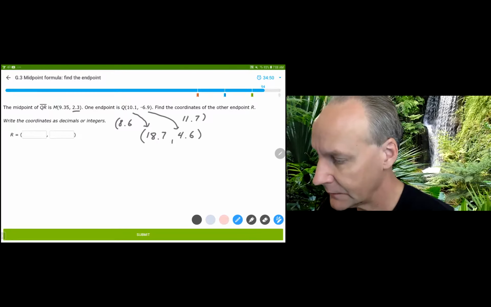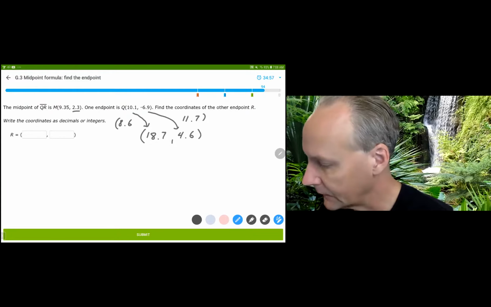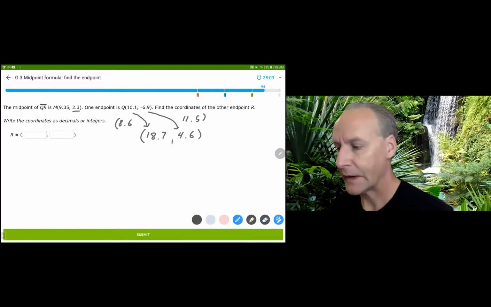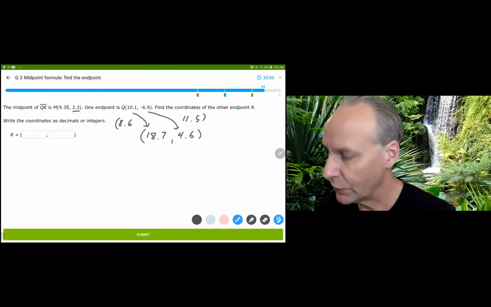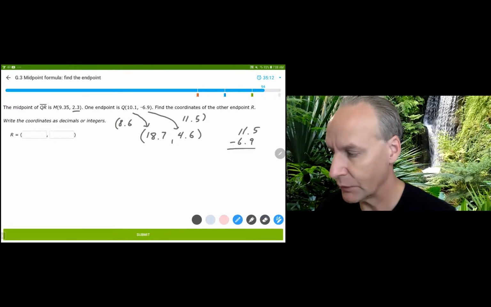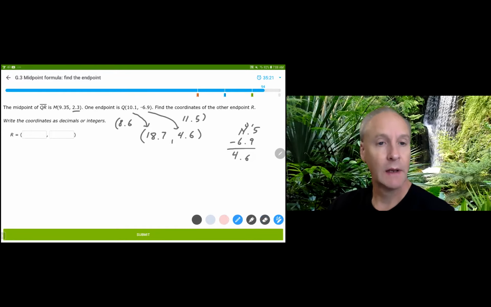And I believe it is. That is going to be, no, God, 11.5, huh? Try again. Now I got it. So 11.5 minus 6.9 should give me my 4.6. And it does. There it is. I don't know how I kept messing that up.